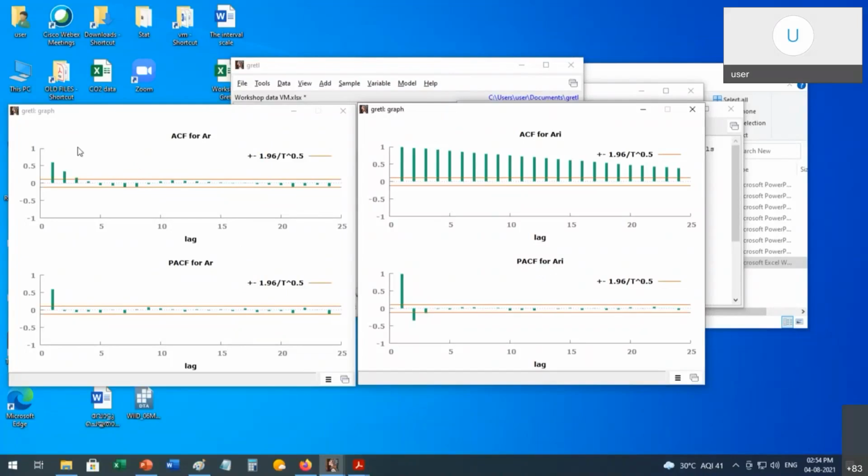But in the case of the stationary variable, the significant spike in PACF will indicate, again, roughly, approximately, the order of the AR process. So that's the difference between these two. Okay? Is it okay?